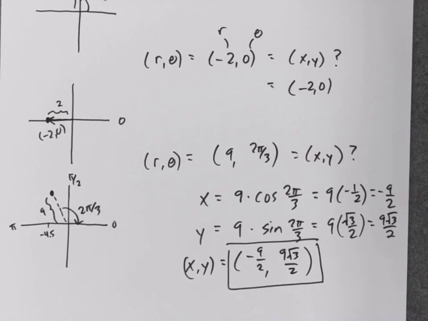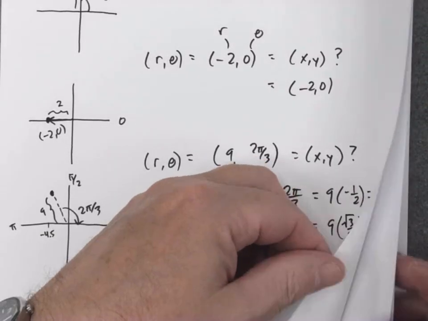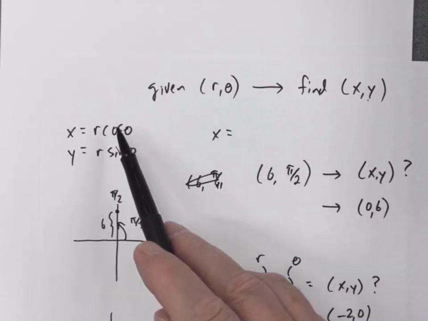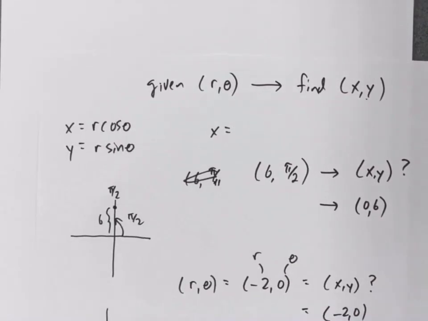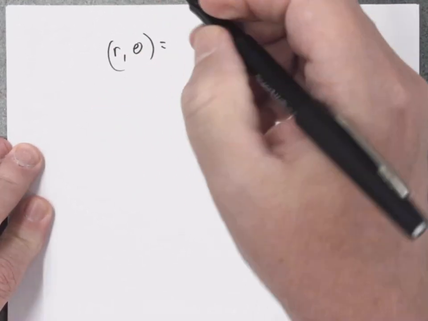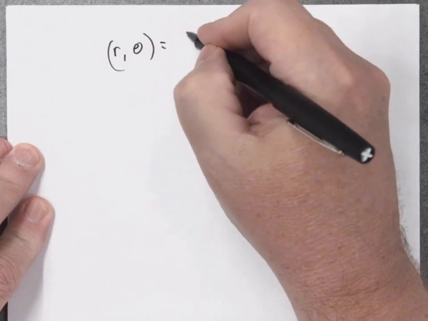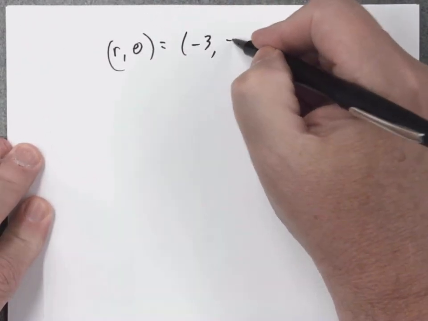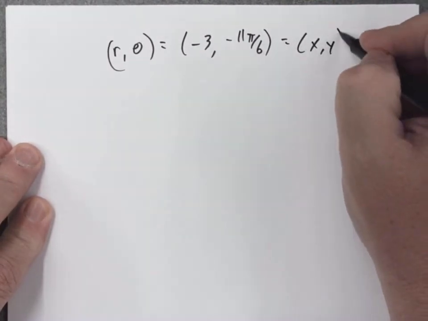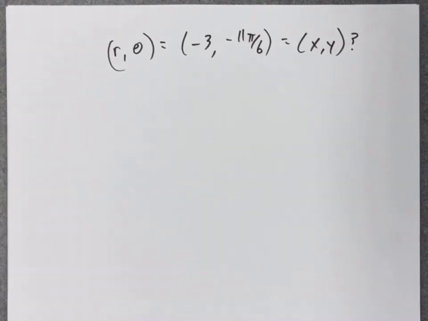Maybe I'll do one more because these problems are just plug and chug. So once again, going from polar coordinates to rectangular, use these two formulas if you need to, and you're on your merry way. Let's just do one more. This one looks messier. I don't think it's going to be hard. So here's the polar coordinate, negative 3, negative 11 pi over 6, and we need to determine what that would be in rectangular coordinates.